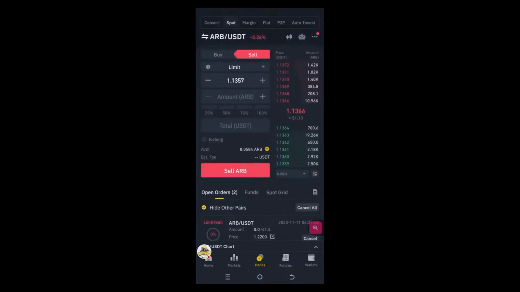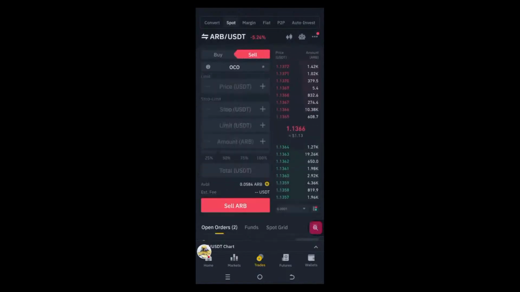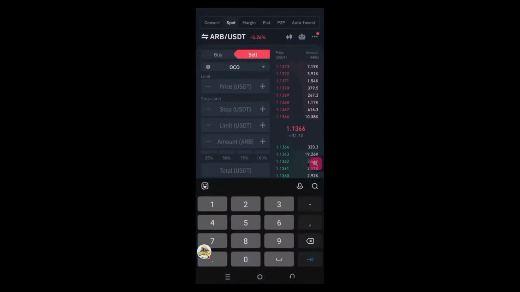Now, on the other hand, with OCO, let me show you. With OCO, you have to set your take profit. That's the amount you want to get it as. You put that amount here, the price you want. If that was supposed to be 1.22, I put that. That's the price I want to get it as, right?